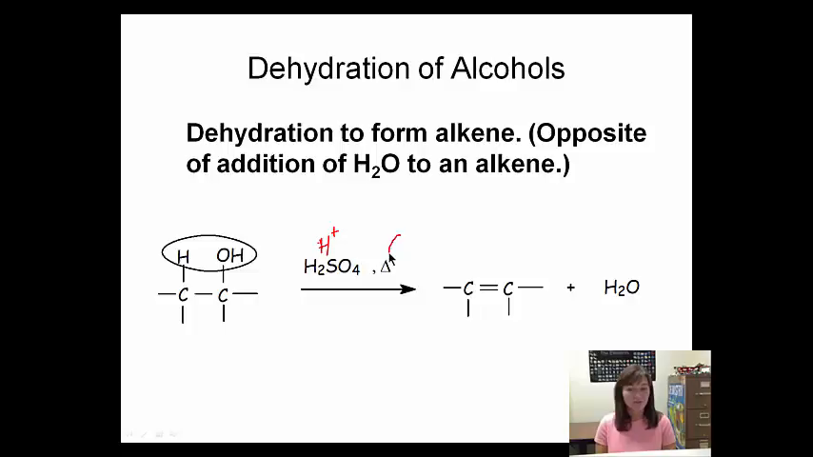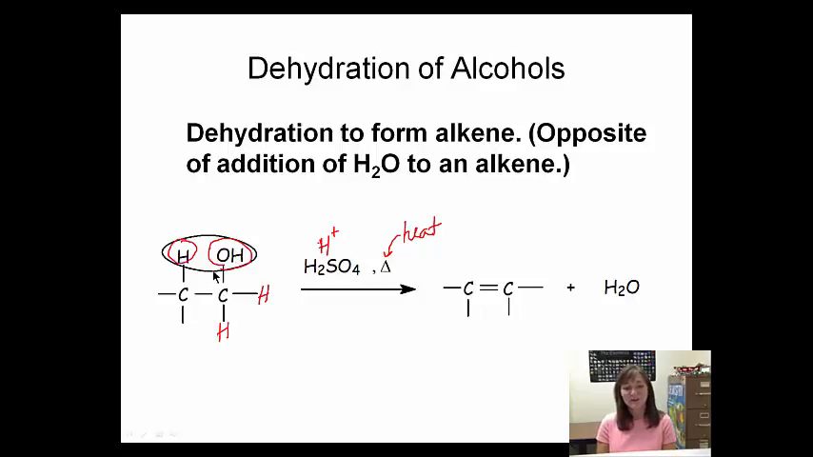So it's good for you to memorize that this triangle over an arrow means heat needs to be added to this reaction for this reaction to occur. Okay, so we're going to take off the hydroxyl group, and then you're going to take off a hydrogen from a neighboring carbon. That's one of the hard things to remember with dehydration. You are not going to take off one of these other hydrogens bonded to the carbon that contains the hydroxyl.